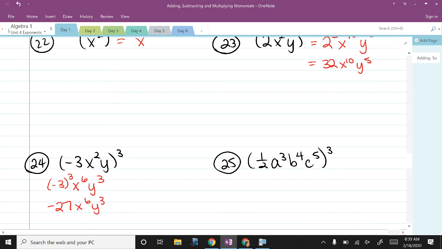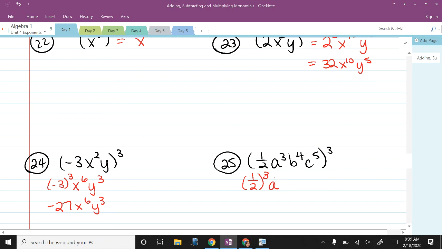That's the power of a power, isn't it? How do you know 25 is a power of a power? Parentheses with the exponent outside. And that means everything on the inside gets what power? 3. And if it already has a power, what do we do with them? Multiply. So that means I'm going to have 1/2 to what power? Third. No, it's not 1.5. That's 3 times a half, but it's not 1/2 to the third power.